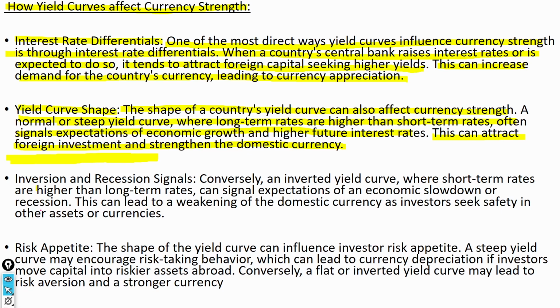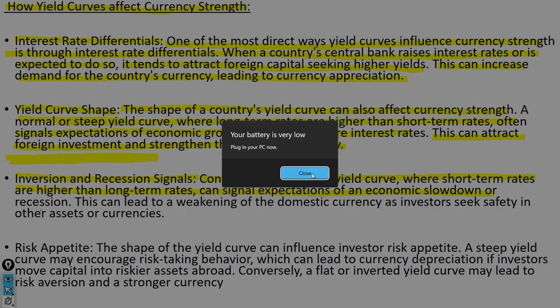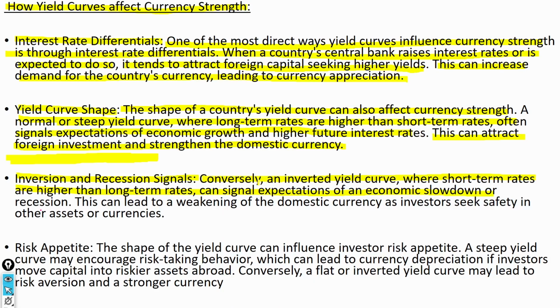So yeah, inversion and recession signals. Conversely, an inverted yield curve, where short-term rates are higher than long-term rates, can signal expectations of an economic slowdown or recession. This can lead to weakening of the domestic currency as investors seek safety in other assets or currencies. We've talked about this, how the yield curve serves as a leading indicator of the economy.